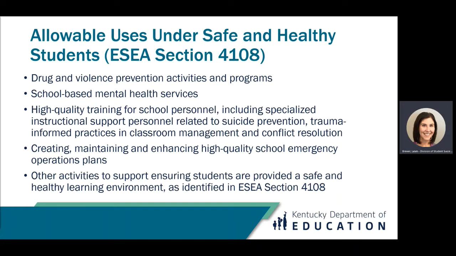Allowable uses under safe and healthy students, ESEA section 4108, include drug and violence prevention activities and programs, school-based mental health services, high-quality training for school personnel, including specialized instructional support personnel, related to suicide prevention, trauma-informed practices, classroom management, and conflict resolution, creating, maintaining, and enhancing high-quality school emergency operations plans, and other activities to support ensuring students are provided a safe and healthy learning environment, as identified in ESEA section 4108.